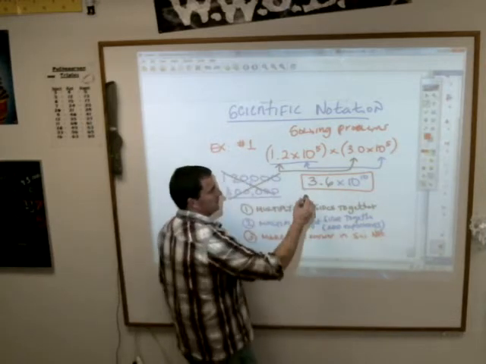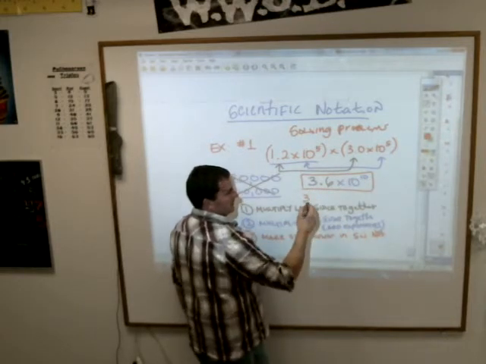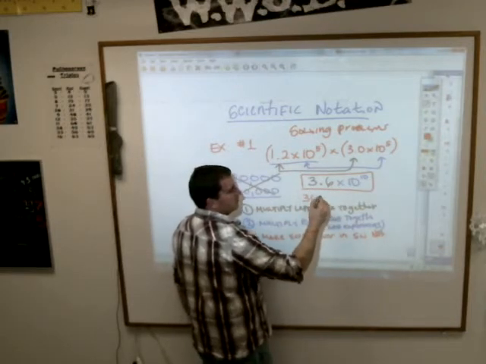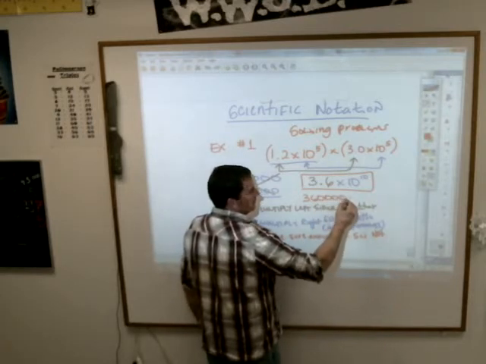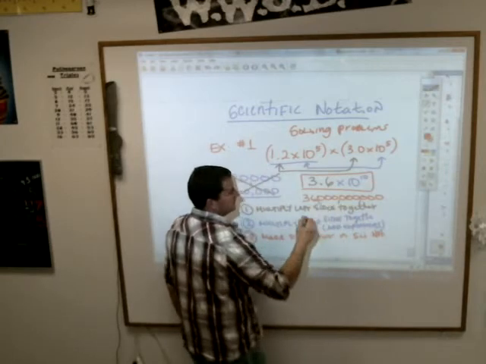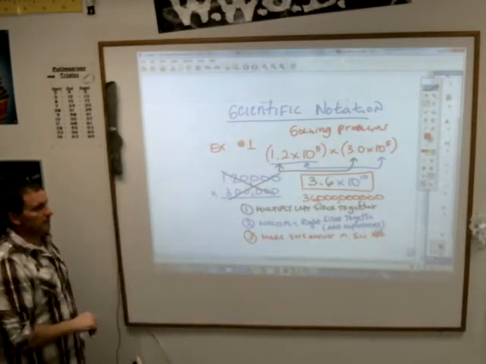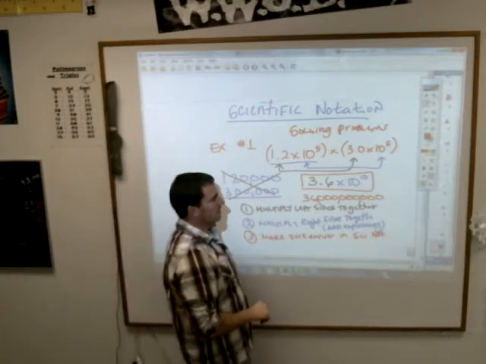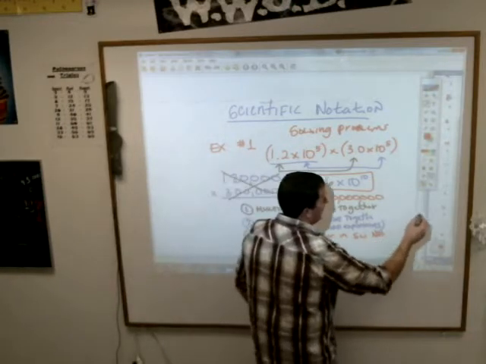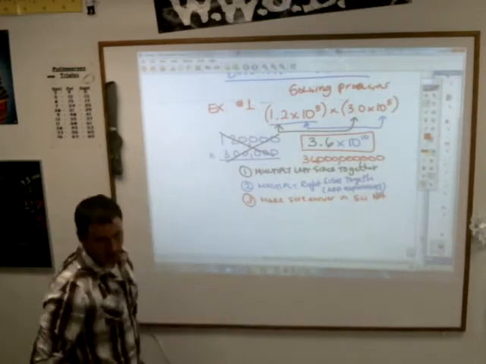If you're writing it out in standard form, it would look like this. 3, and then this takes up one of those exponent parts, and then you have 9 more zeros to go. This would be the standard form of writing that, which nobody likes. We just leave it in scientific notation. 36 billion, sure.